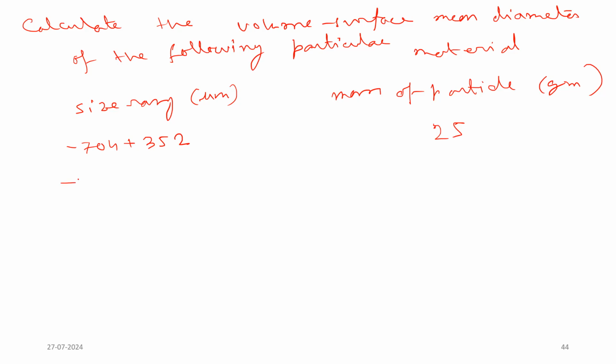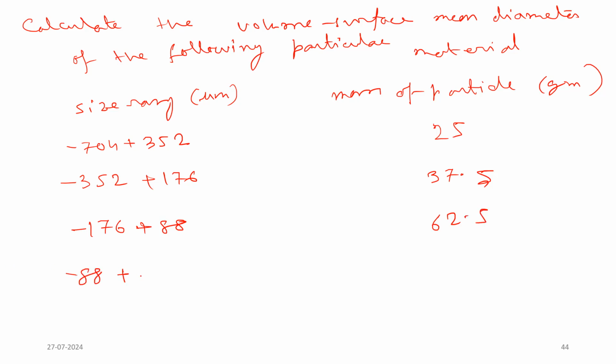Similarly, in the next, 352 plus 176, it is 37.5. Here it is 176 plus 88, and the mass is 62.5 gram. Next, minus 88 plus 44, it is 75 gram. And in the pan, only 50 gram of mass is given.